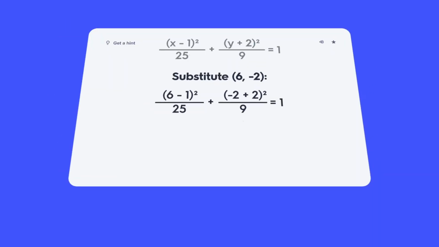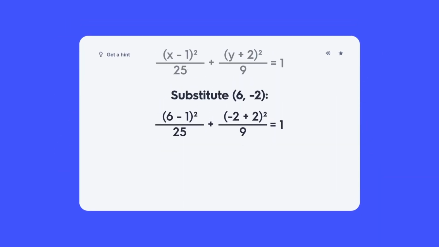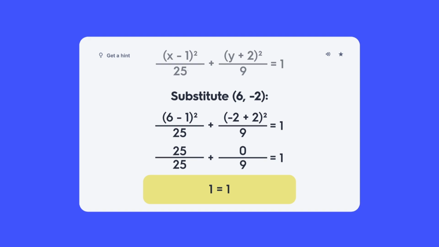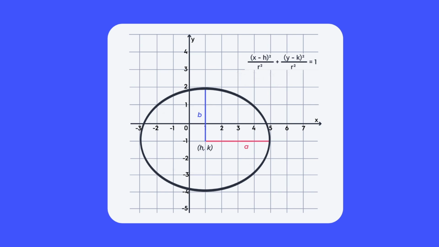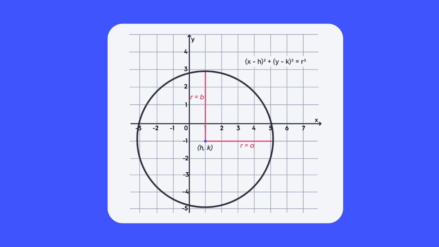We substitute x = 6 and y = -2 into the ellipse equation. We get 25/25 + 0/9, which equals 1. Since the left side equals 1, the point is on the ellipse. One more important idea. If a equals b, an ellipse becomes a circle. Same denominators means the stretch is the same in both directions, which is exactly a circle.